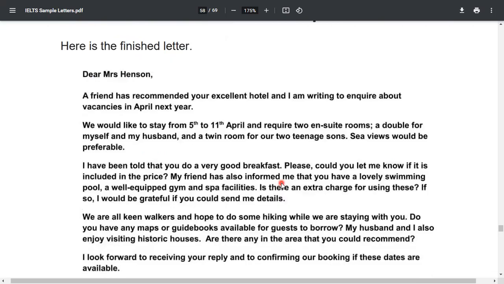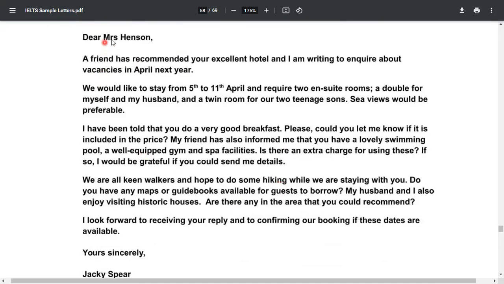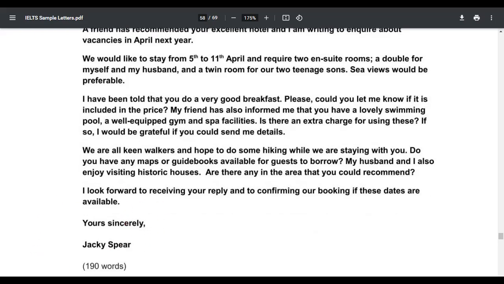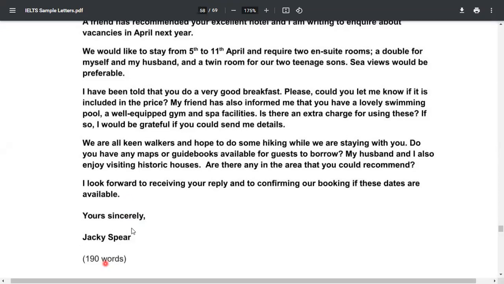Now we have the full letter. As you can see here, we have the greeting, Dear Mrs. Hansen. We have the purpose sentence here, the 3 paragraphs answering every single bullet point, and then we have an ending sentence here. It's a beautiful ending sentence. It's quite long, but it's still okay. It says, I look forward to receiving your reply and to confirming our booking if these dates are available. It's okay to be that long. It doesn't matter, okay? And then we have the sign off that says yours sincerely and then your full name.